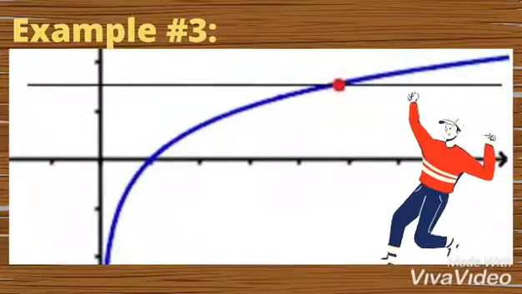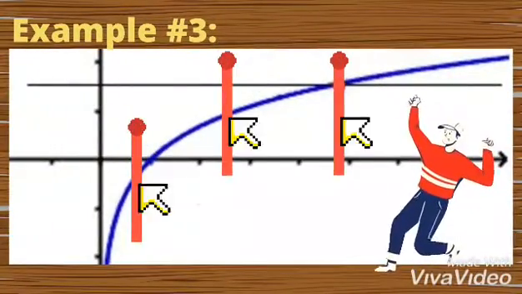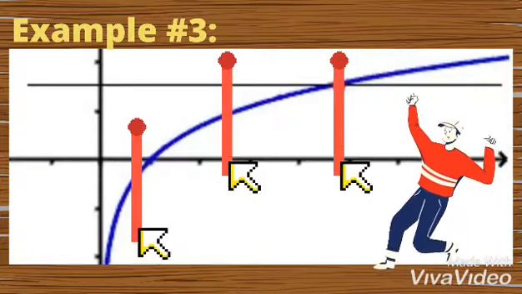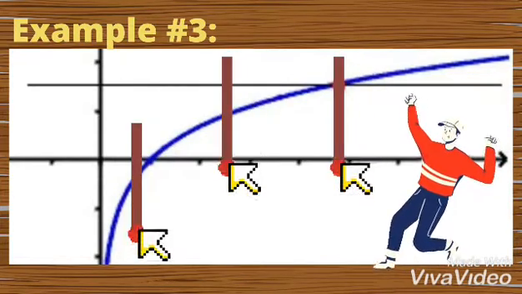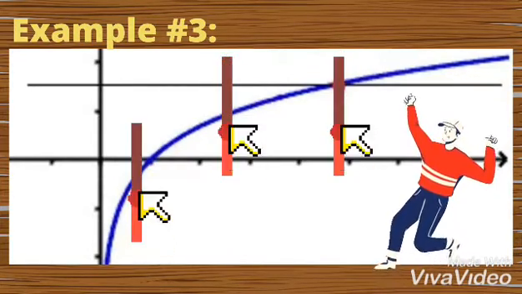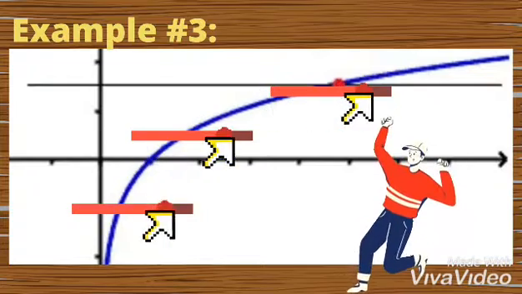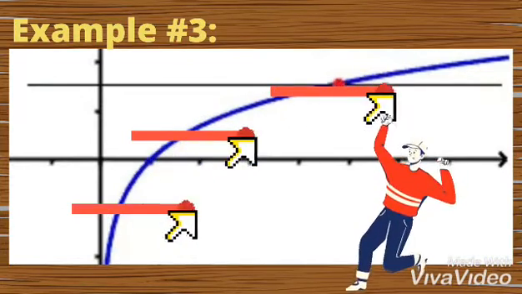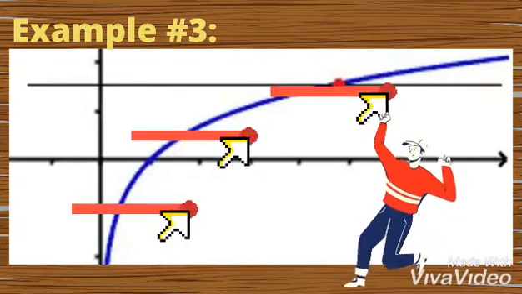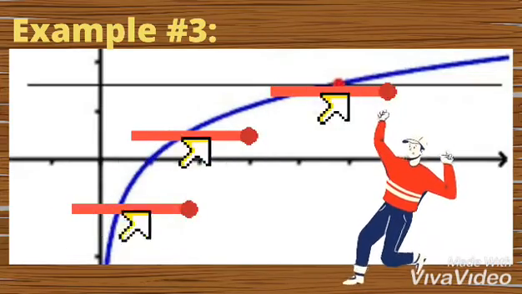Let's proceed to our third example. Just like the other two examples, what we have to do first is execute the vertical line test. So it shows that this graph is a function. Now, let's do the horizontal line test. Since the point of intersection in every part of the graph is at exactly one point, we can tell that this is a one-to-one function.